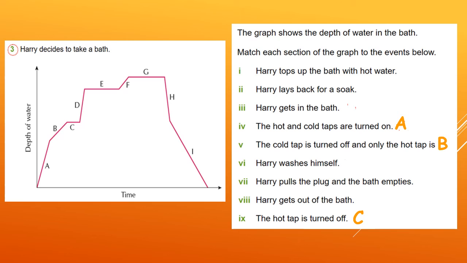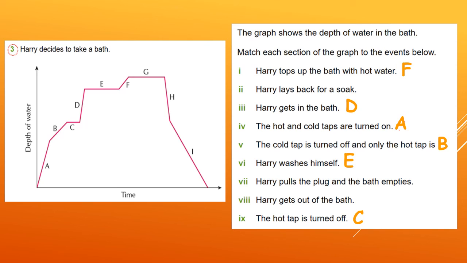Then suddenly the depth of the water increased. This means that Harry gets in the bath. After that, the level of water is constant in part E. Which sentence is representing this one? Harry washed himself. When he was washing himself, the level of water is neither increasing nor decreasing. Then something suddenly happened and the level of water increased. Harry tops up the bath with hot water.